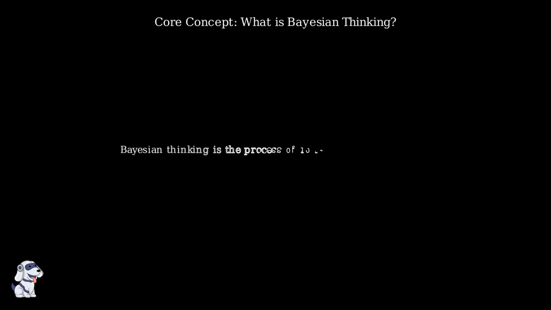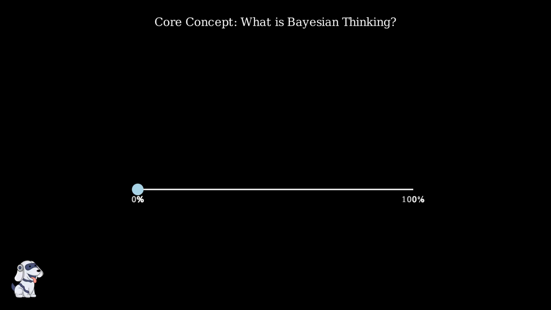Bayesian thinking is the process of updating our beliefs in light of new evidence. It's not about finding absolute truth, but about logically adjusting our confidence levels. Imagine you believe a coin is fair, giving heads a 30% chance based on prior knowledge. Think of it like a belief slider that moves based on new data.